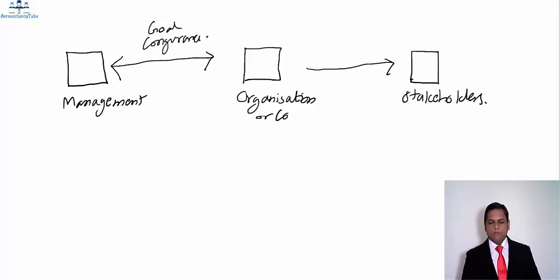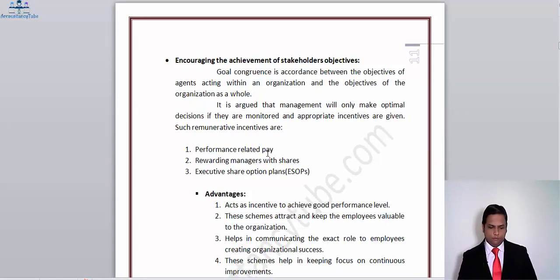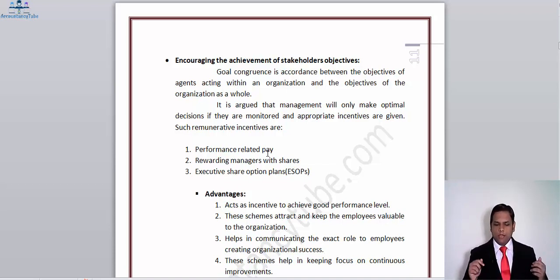And this is the reason behind the topic which we have to do now. Goal congruence is accordance between the objectives of agents acting within an organization and the objectives of the organization as a whole. Now agency relationship, you must have already studied about it in law papers. Agents implies the senior management. They are acting as an agent for the company. Now their objectives should be in line with the organization's objectives. That's what this paragraph is telling us about.